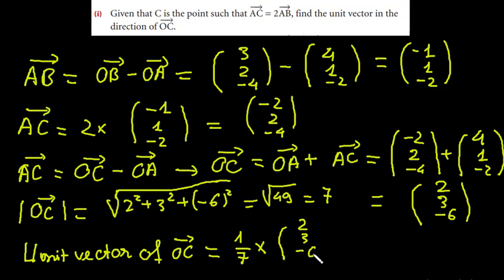You can leave it like this, or if you want to make one form only, you can use this one. This one is okay too: 2 over 7, 3 over 7, or minus 6 over 7 here. It's how we can solve a question related to vector calculation.